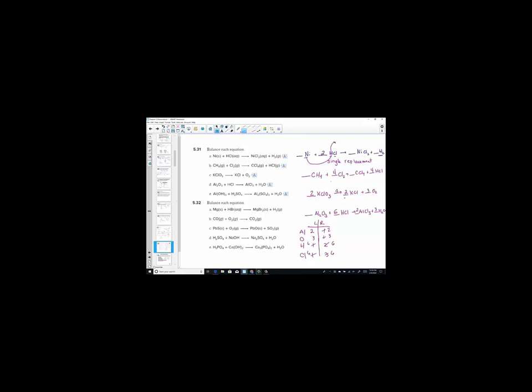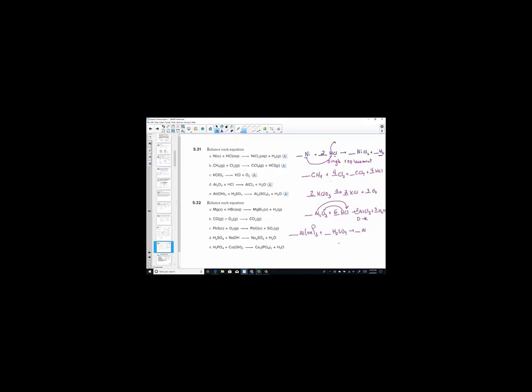Do you recognize it? This is a double replacement. Aluminum went to chloride, hydrogen went to oxygen, a double replacement reaction. We'll learn that in the next section. Letter E, aluminum hydroxide plus sulfuric acid. Hydrogen sulfate is sulfuric acid, forms aluminum sulfate and water.